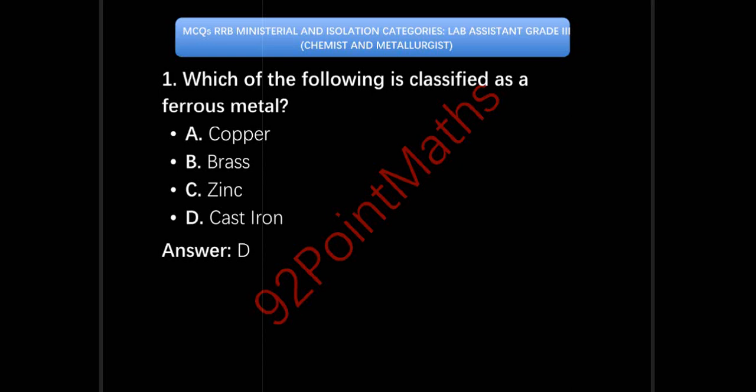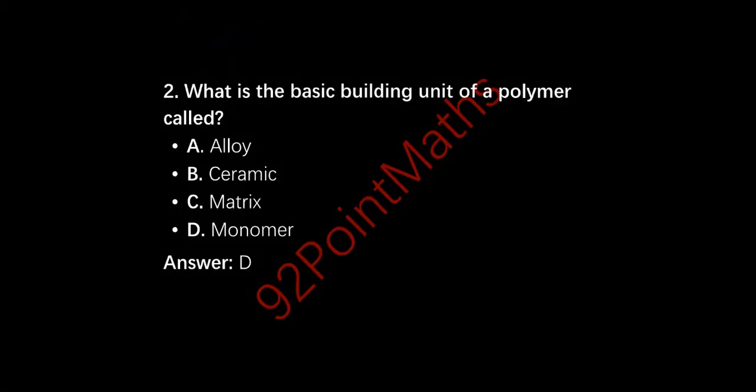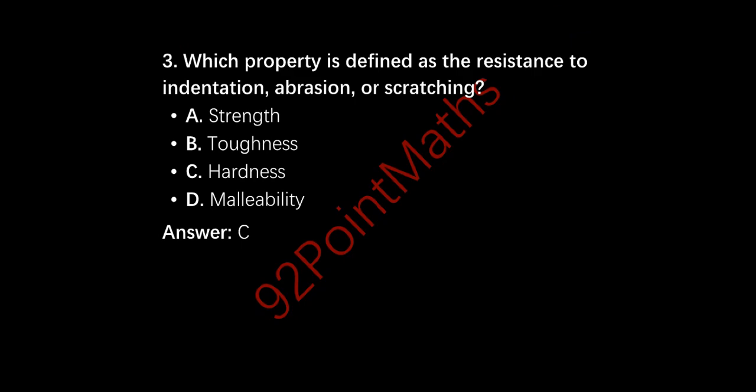Which of the following is classified as a ferrous metal? Option D, cast iron. What is the basic building unit of polymer called? Option D, monomer. Which property is defined as the resistance to indentation, abrasion, or scratching?